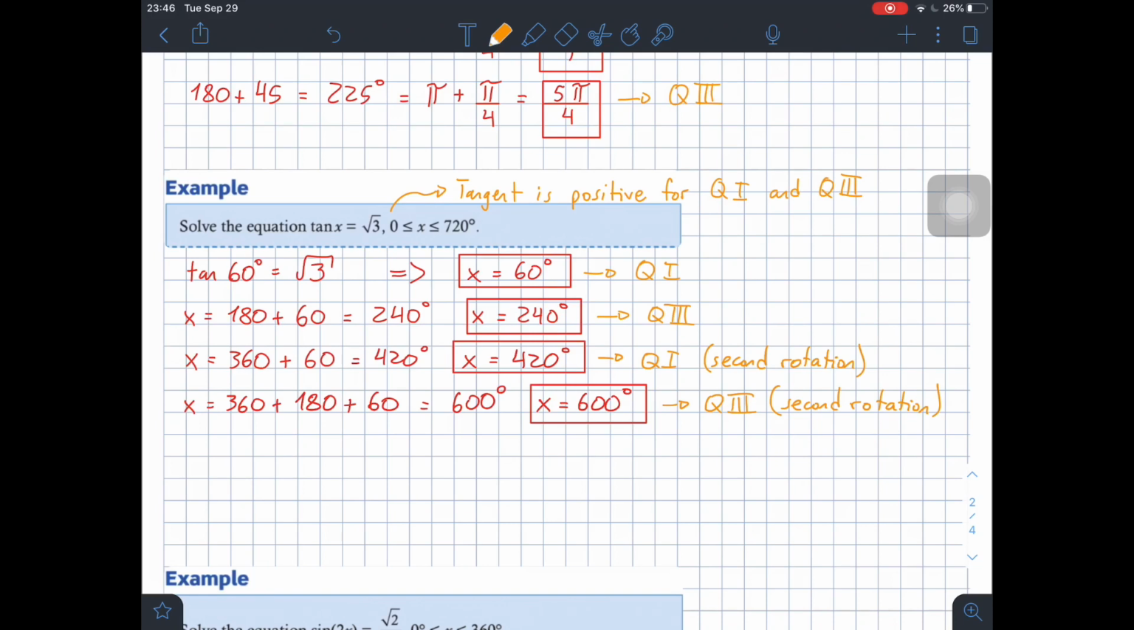So you see that all of these answers, this and this, are all inside this interval, right? Our first answer is 60, which is greater than 0, and our last answer is 600, which is smaller than 720. So all of the values are inside the given domain.